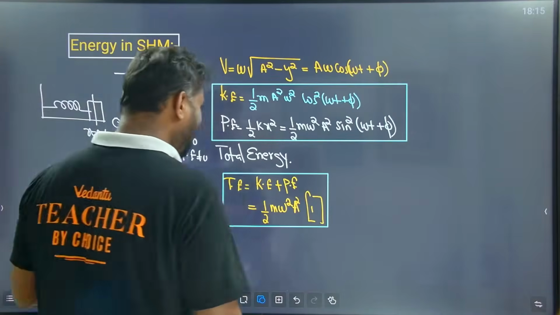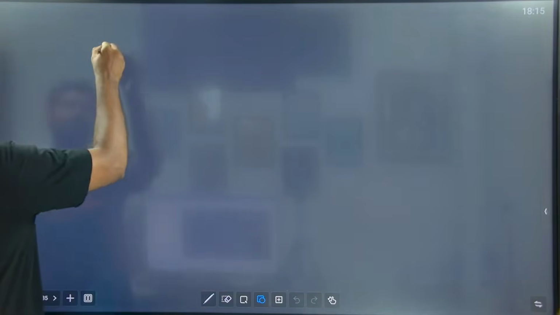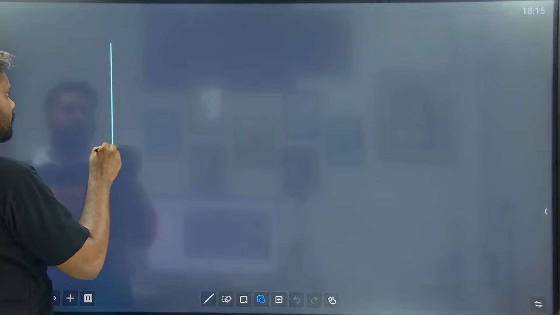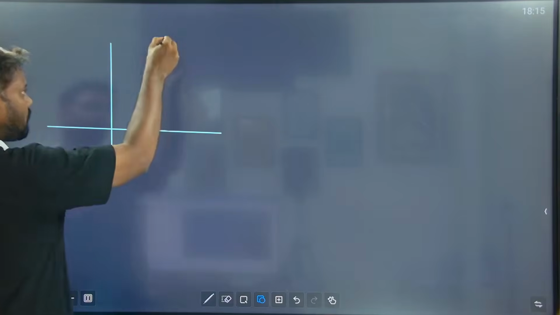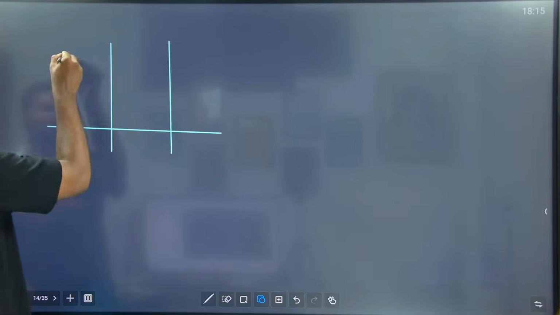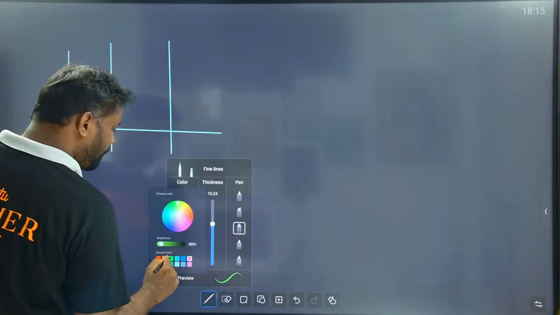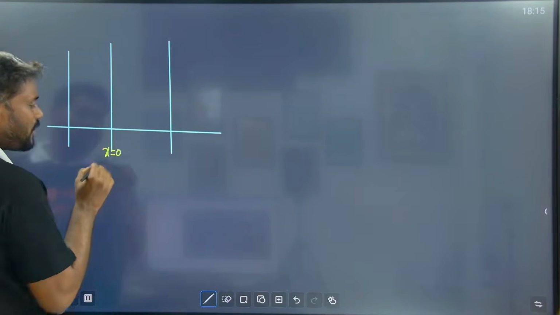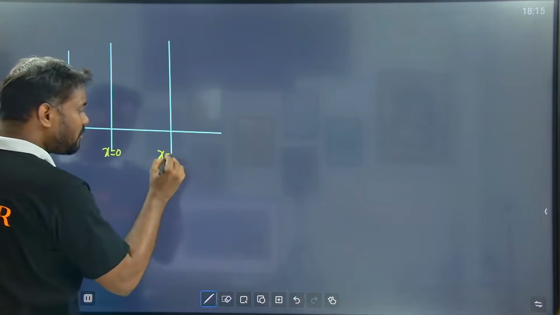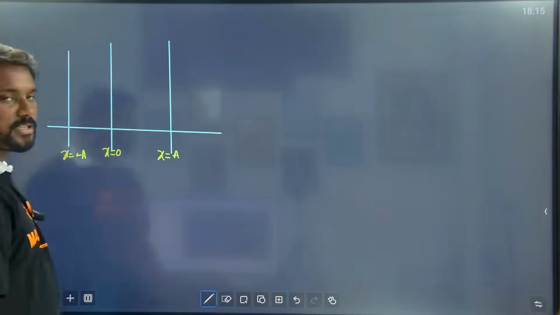Now if we start the graph, what will you get? We'll see that. I'm going to take it as a graph. How can we draw it? Because it is x is equal to 0, right? I'm taking x is equal to 0, then x is equal to plus A, and this is x is equal to minus A. Yes or no?